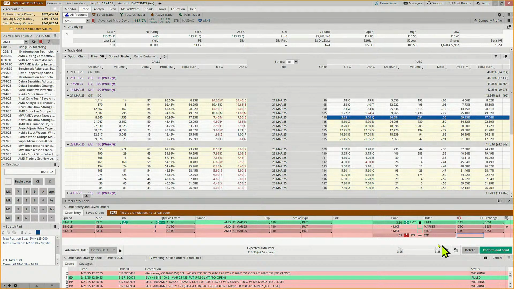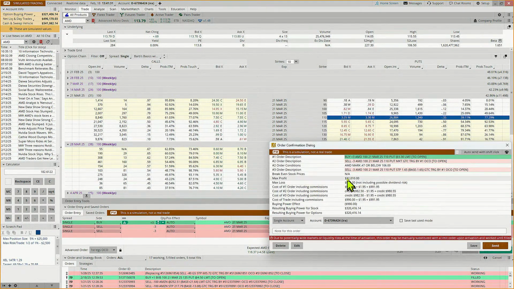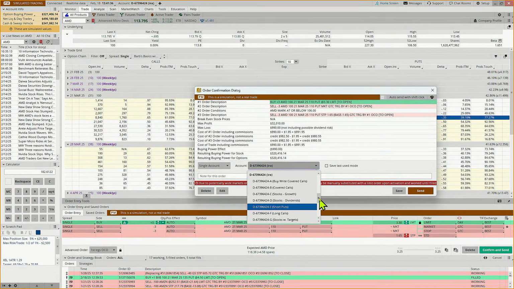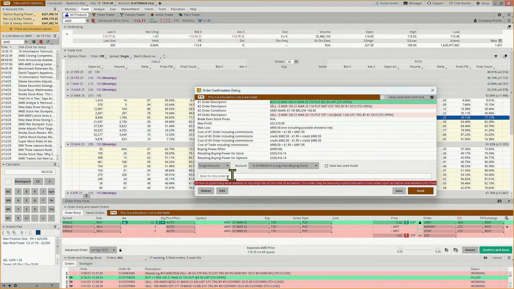We're going to make that good till canceled. And if you're saying, well, this is a $500,000 account, we'd be willing to risk $1,000. So we could do 3 of these, right? That would be risking $990. So $990 is what we're risking. And we're going to put this in our long put group. And we're just putting in a note from us to us that this is a swing target on this trade.